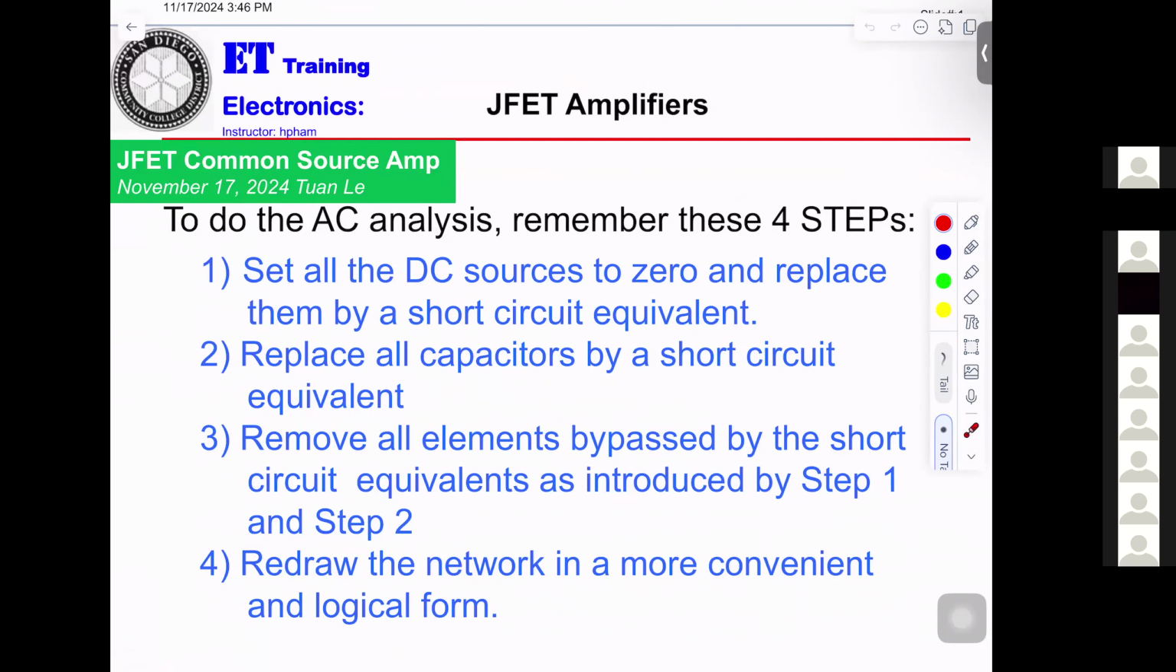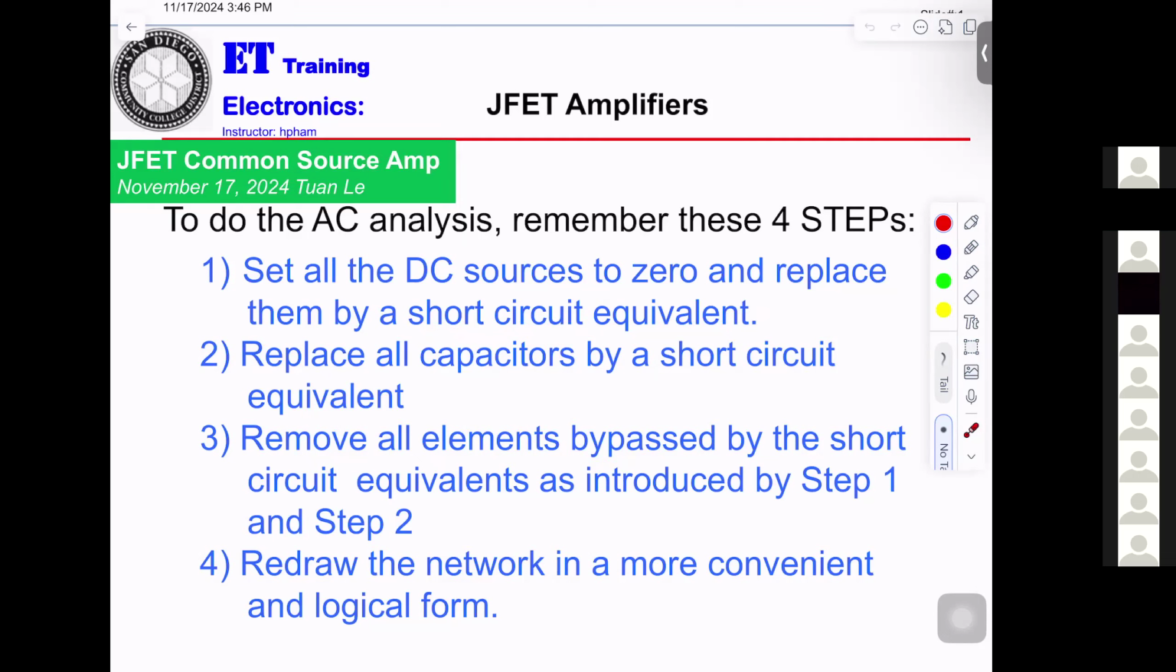Now, this is the way to go into the detail of AC analysis, for either a bipolar transistor or a JFET. Number one, you have to set the DC source, that means the DC power supply, to zero. That means all the DC power supplies will be removed and replaced by a short circuit equivalent.